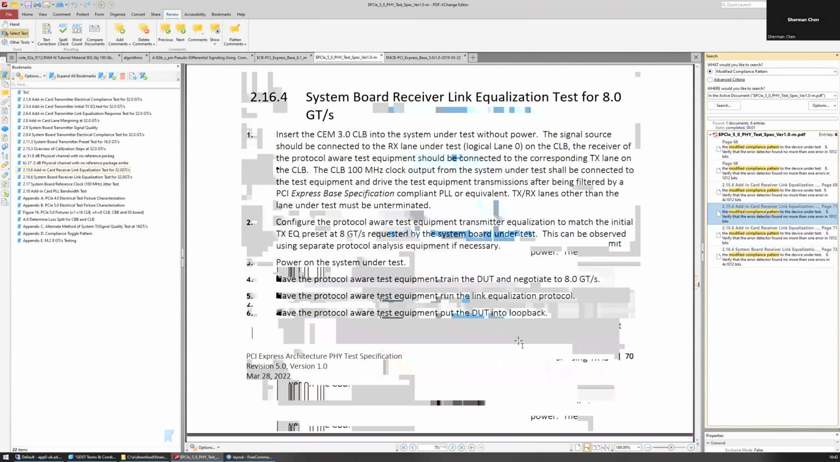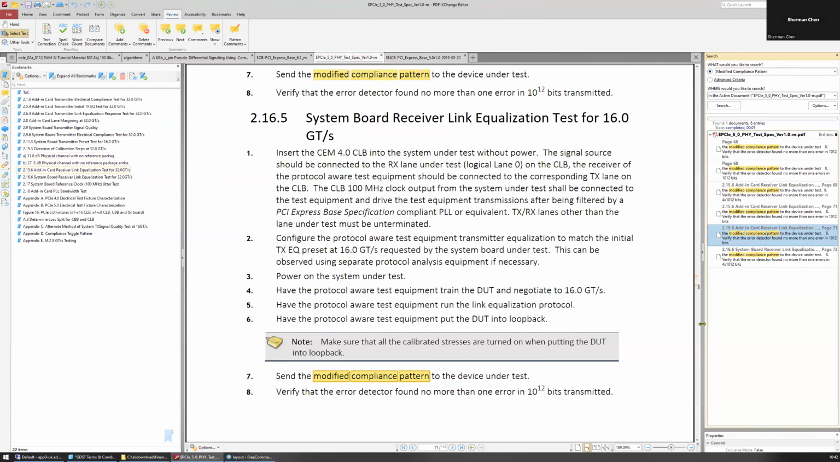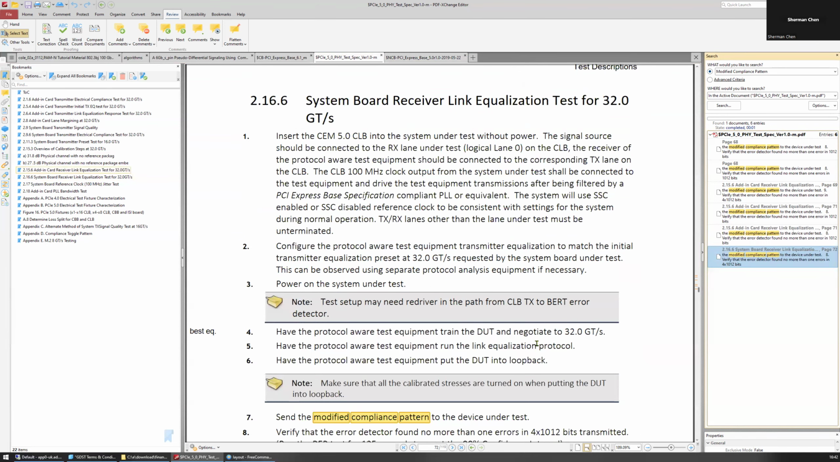And what is this test? This test is for Gen 3. So basically, this MCP is used for the receiver link equalization test, right? And for other tests like the TX test or jitter test, you need to use CP, the compliance pattern, instead of MCP.